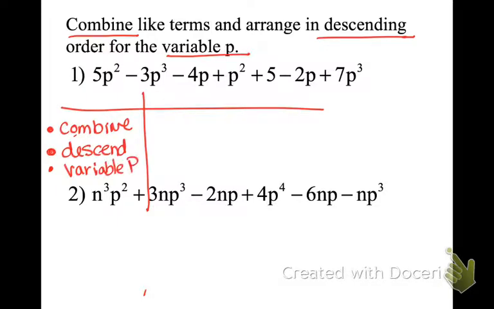Okay? And then I want you to write this down. 5p squared minus 3p to the third minus 4p plus p squared plus 5 minus 2p. You understand? Yes.